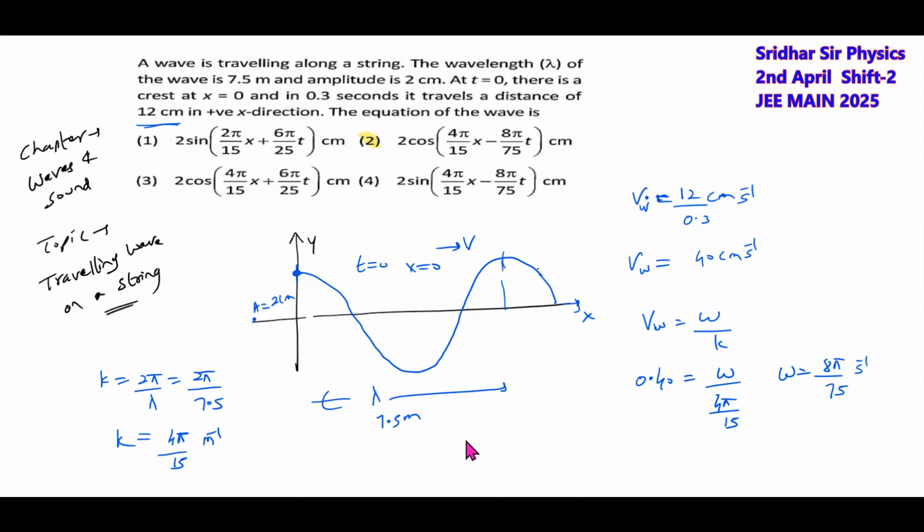Now we'll write down the wave equation. Y equal to A cos kx minus omega t. Why kx minus omega t? Because the wave is propagating along positive x-axis. We know the amplitude 2 centimeter, we know the value of k, we know the omega, substitute, and we'll get this one. The second one will be the option. And this particular thing is a rope or a string.